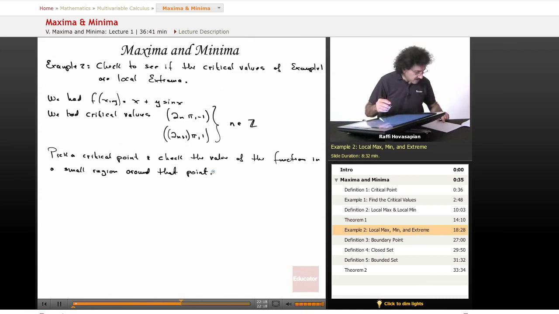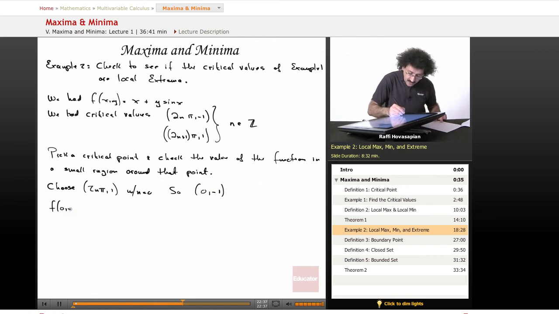So now let's choose (2n pi, negative 1) with n equals 0. I'm just going to pick the easiest point, (0, negative 1). That's going to be our critical point P. Let's find the value of the function at (0, negative 1). The function is x plus y sine x, so it's 0 plus negative 1 times the sine of 0, which is 0. So the value of the function there is 0.